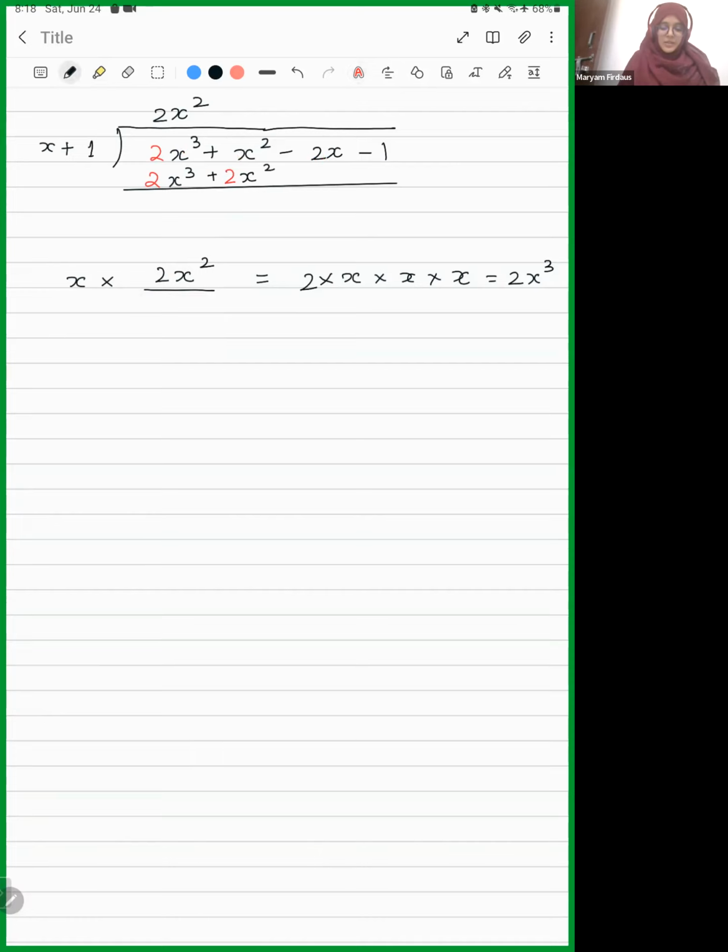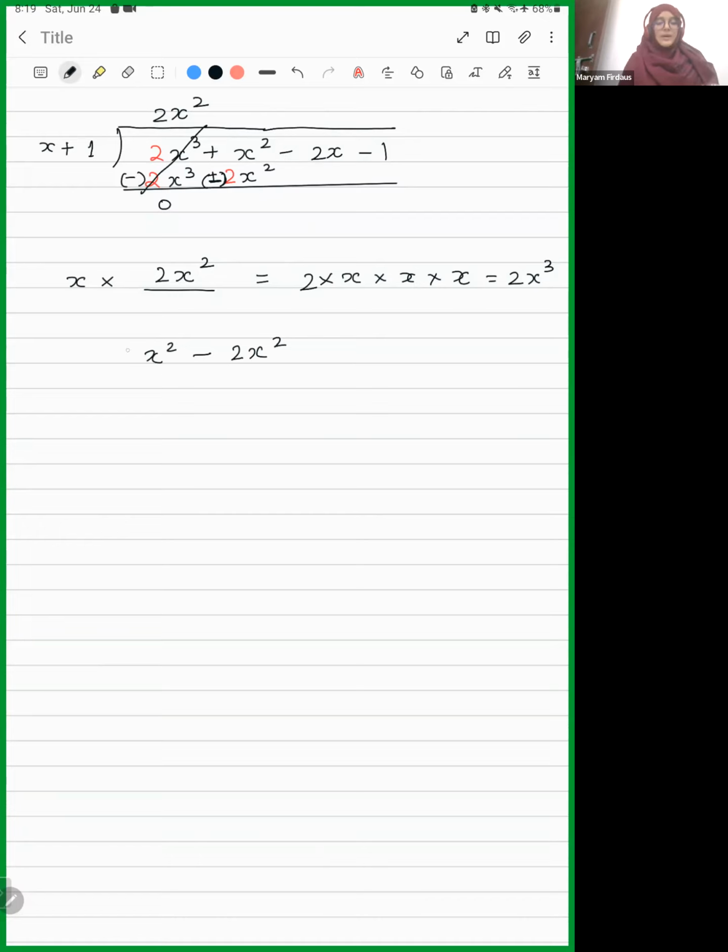Now we have to change the signs. Let's change the signs. If it is already negative, then you make it positive. If it is positive, then you make it negative. So here we had it positive, so we made it negative. So now 2x cube minus 2x cube is 0. Okay. And now what is x square minus 2x square? I'm talking about this over here.